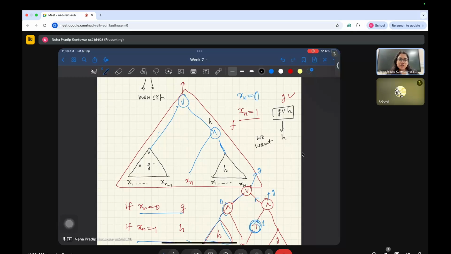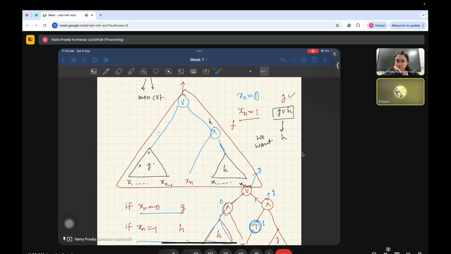So now this is where we'll use the fact that, until now, we didn't really use the fact that g was a monotone function, h was a monotone function in this circuit computation, right? So now we will use the fact that f is a monotone function, g, h are monotone functions, to say that g or h is nothing but h.